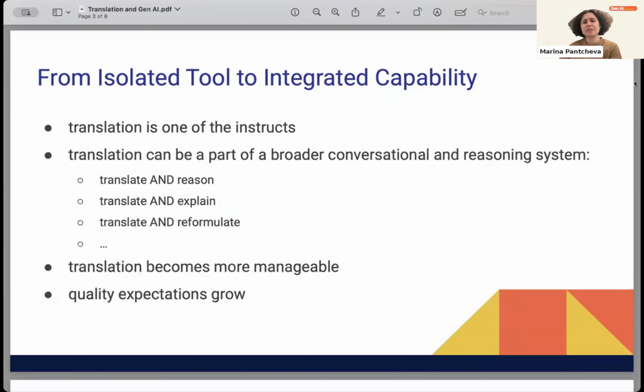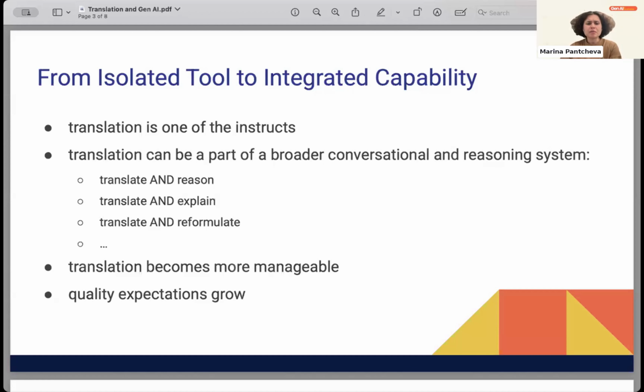We listened to the previous talk by Paula that we can use different master prompts to prompt an LLM to translate, but translation can be not a separate thing, but also a part of a broader conversational and reasoning system. So you can ask the LLM to translate and to reason at the same time, translate and explain, translate and reformulate, and many more, including visual context and so on. But also with this, translation becomes more manageable. You can ask to translate in a particular style, in a particular way, and in a particular language variant, for example.